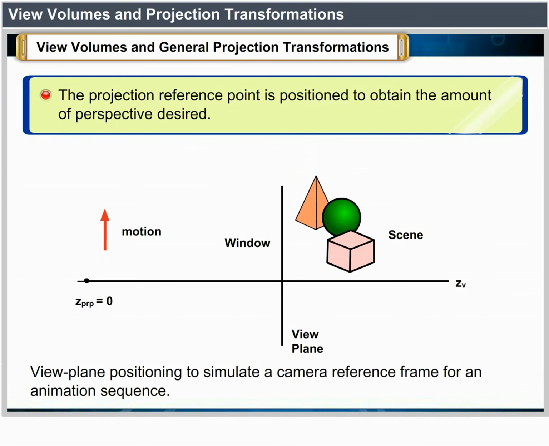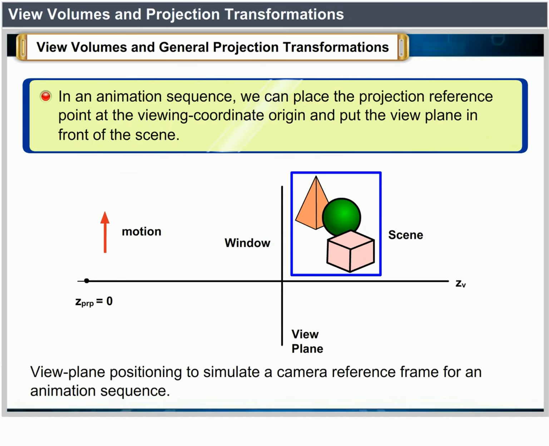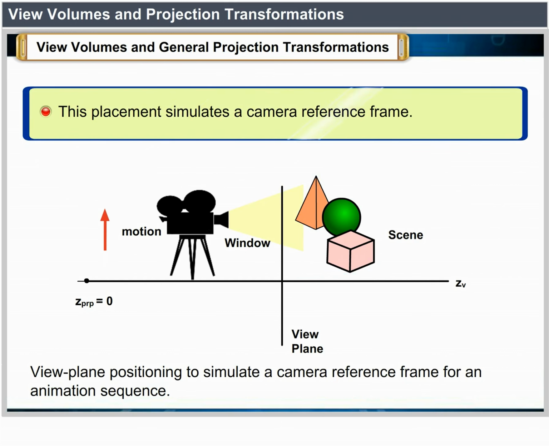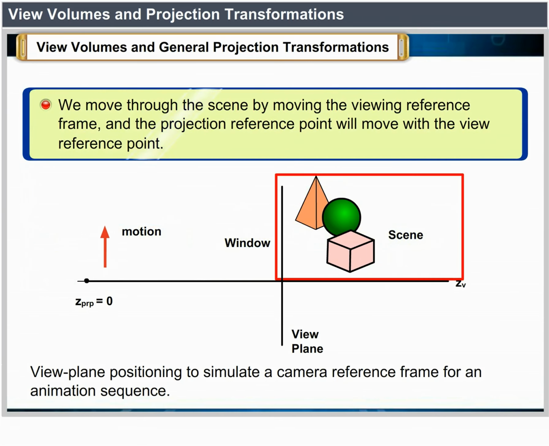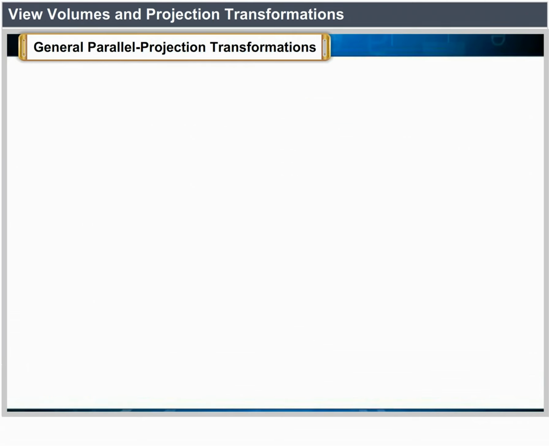In an animation sequence, we can place a projection reference point at the viewing coordinate origin and put the view plane in front of the scene, as shown in this figure. This placement simulates a camera reference frame. We set the field of view, or lens angle, by adjusting the size of the window relative to the distance of the view plane from the projection reference point. We move through the scene by moving the viewing reference frame, and the projection reference point will move with the view reference point.